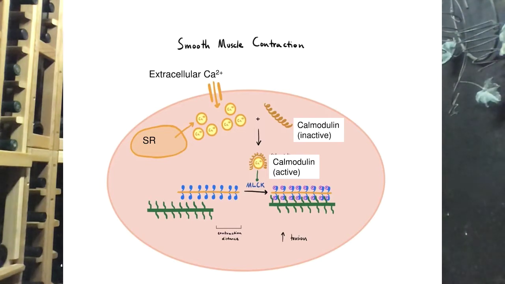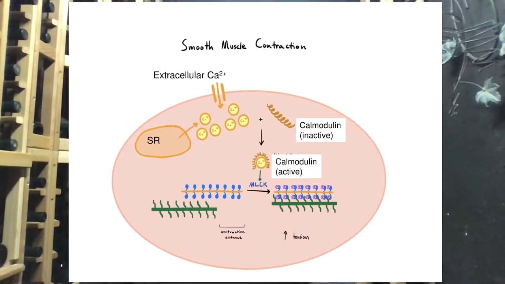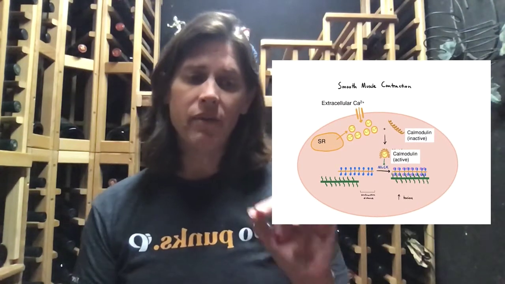And myosin light chain kinase, its job is to phosphorylate the myosin. So it's going to hydrolyze an ATP to phosphorylate the myosin. And it's going to do that on a specific area of the myosin called the myosin light chain. So let me show you the next slide, which will have that detail in there.